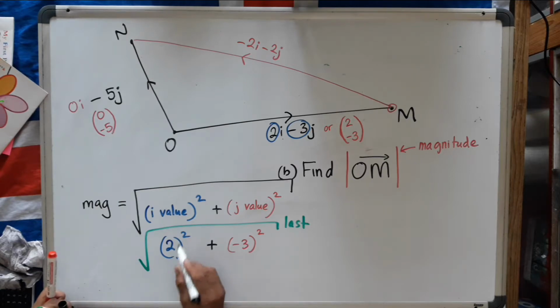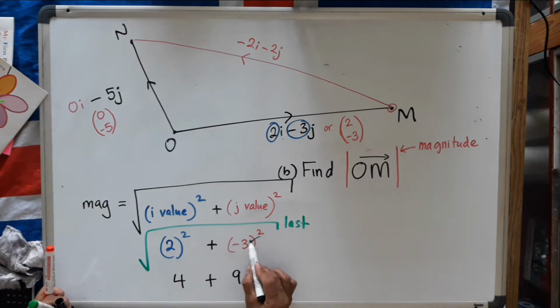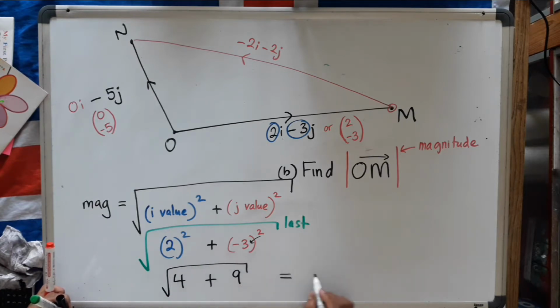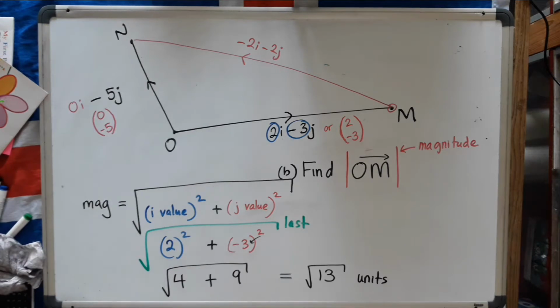So let's work this out. 2 squared is 4. Minus 3 squared is positive 9. When you square a negative number, you still get a positive. Don't forget the square root. 4 plus 9 is 13. The square root of 13 will not give you a pretty number on your calculator, so leave it as the square root of 13. If this was 25, you could have square root of 25 to get 5, but square root of 13 doesn't give you a pretty number. It gives you an irrational number, so leave it as a surd. Leave it as the square root of 13. So I just showed you how to find the magnitude of a vector.